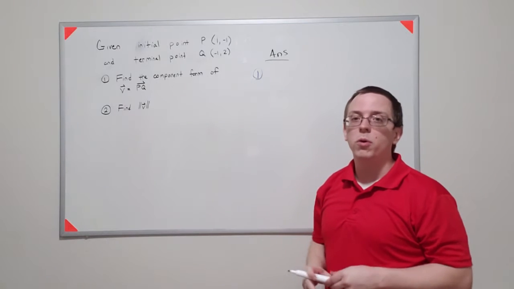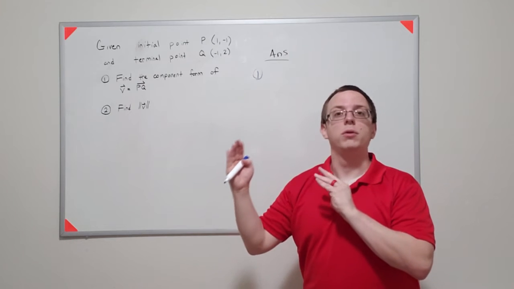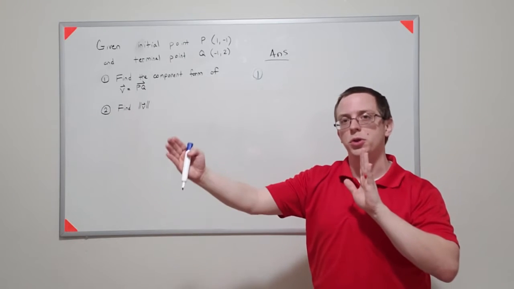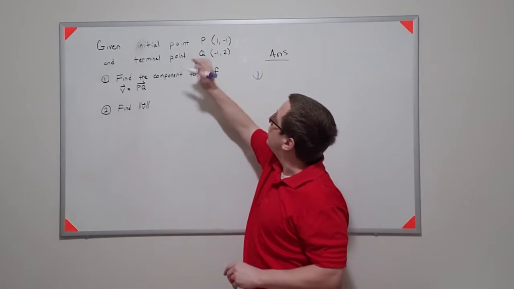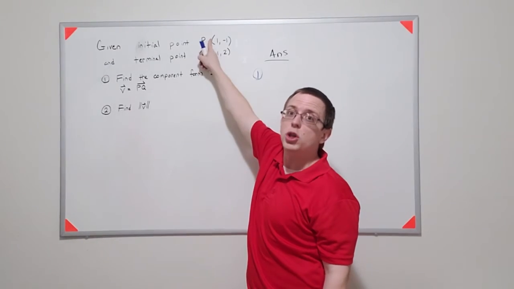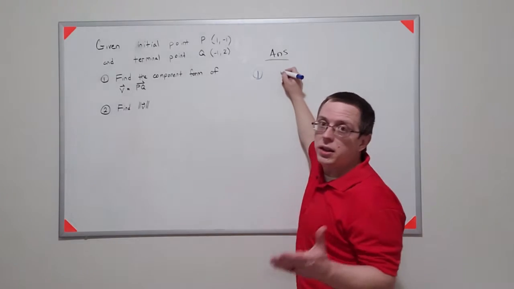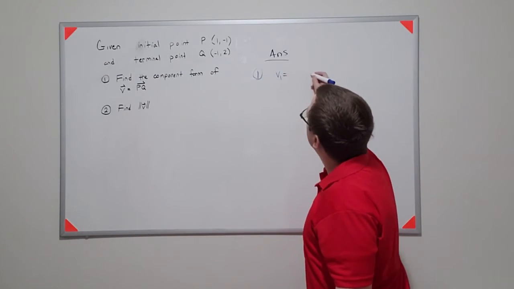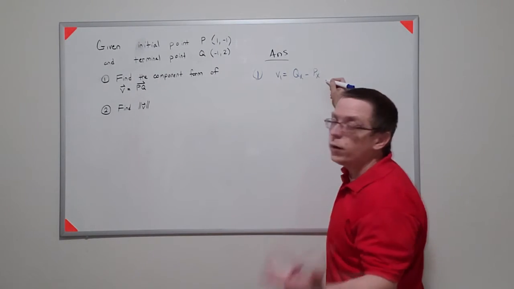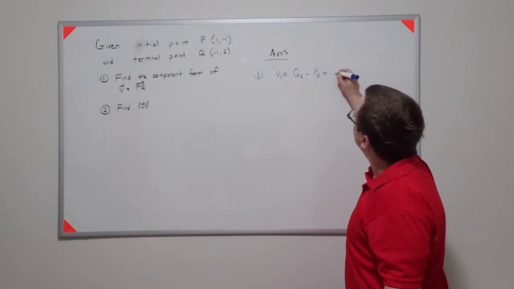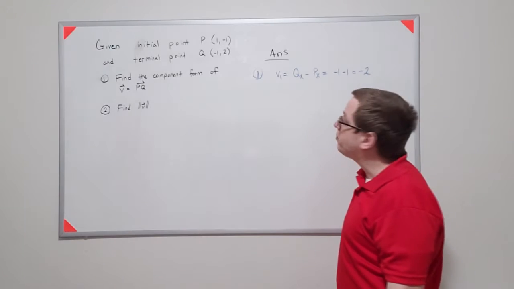So if you remember, the component form of a vector is simply the difference from the initial point to the terminal point, in each dimension. So we want to find the distance it traveled by going from P to Q. So then we would say that the first component, V1, is the terminal point minus the initial point in the first component there, so the x component, which is -1 minus 1, which is -2.